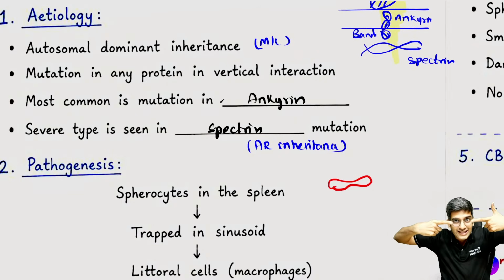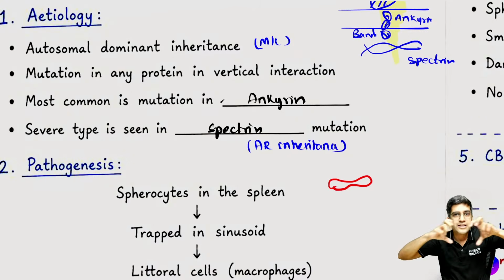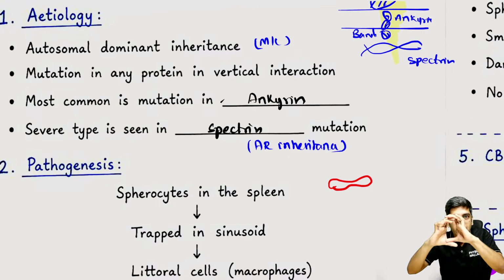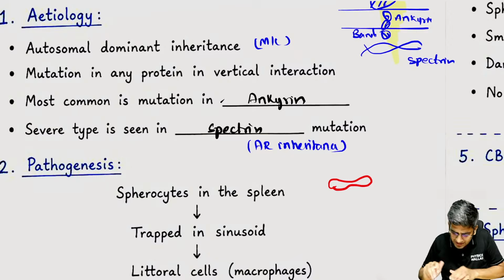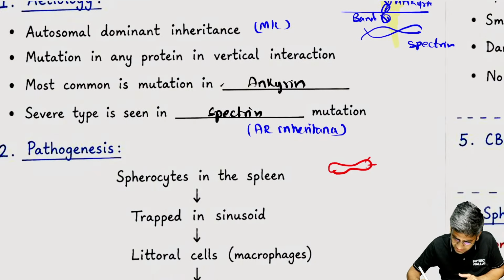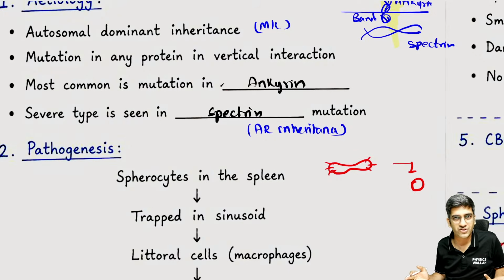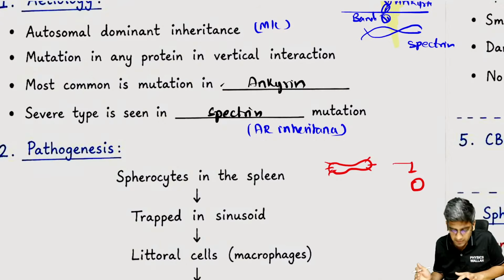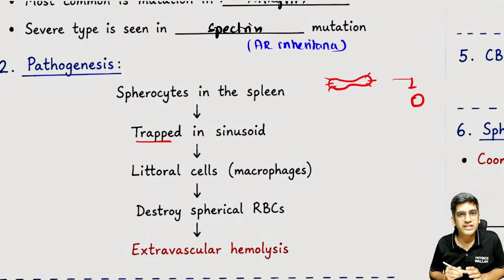The proteins in the membrane are pulling it like this. So when the proteins are gone, this pull effect is gone. So what happens? It becomes spherical, right? So simple. When the proteins or the vertical interaction are gone, they automatically become spherical. That's all the pathogenesis. Very, very simple pathogenesis. Once the cells become spherical, they will be trapped in the splenic sinusoids.